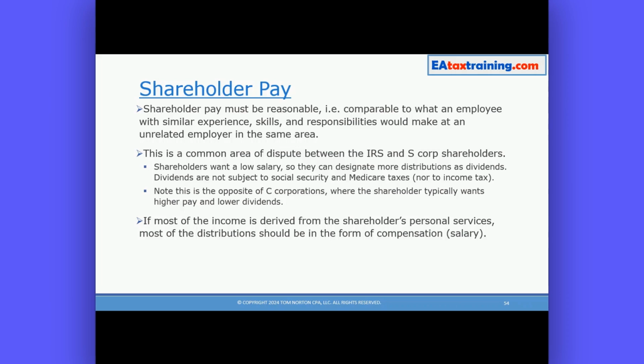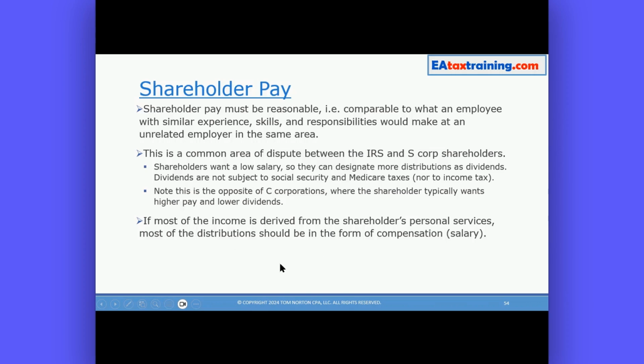What the IRS says is you cannot give yourself an unreasonably small salary. You have to pay yourself a reasonable salary, which is then subject to Social Security and Medicare tax. This is where you can get into those disputes between the IRS and the taxpayer about what is a reasonable salary. One position that the IRS takes is that if most of the income is derived from the shareholder's personal services, then most of the distributions should be in the form of salary rather than dividends.